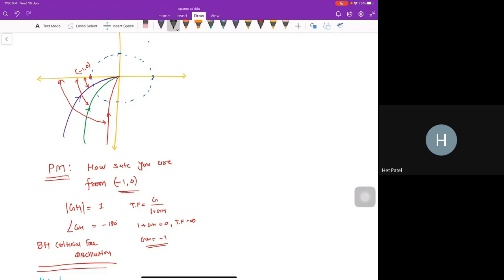What is the margin? Phase margin from the 180 degree axis. We need a certain margin of phase so that it does not touch that point. What happens if it touches that minus 1 point? Then my magnitude GH becomes minus 1 and my transfer function becomes infinity. That I don't want. That's why it is called a margin, phase margin, margin in a phase, right?